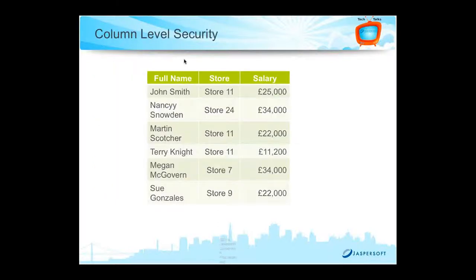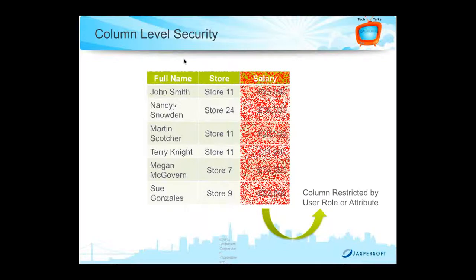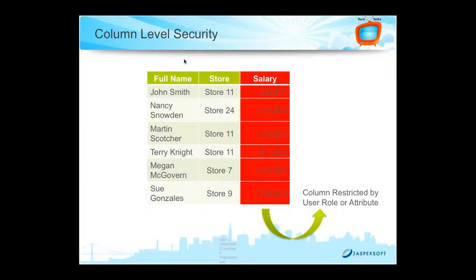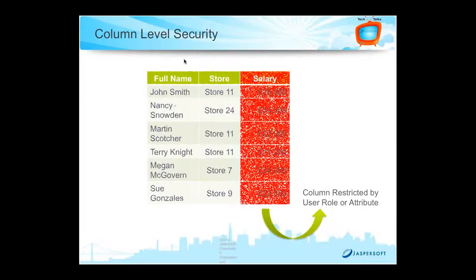So, column level security. This one we actually won't talk about too much, but it's important to describe it, because you'll see it around the documentation. Column level is when you have a report like the one I'm showing here, with name, store, and salary, and you want to block out a particular column by a user role, an attribute, or even an organization ID. So some users get to see that column, other users do not.